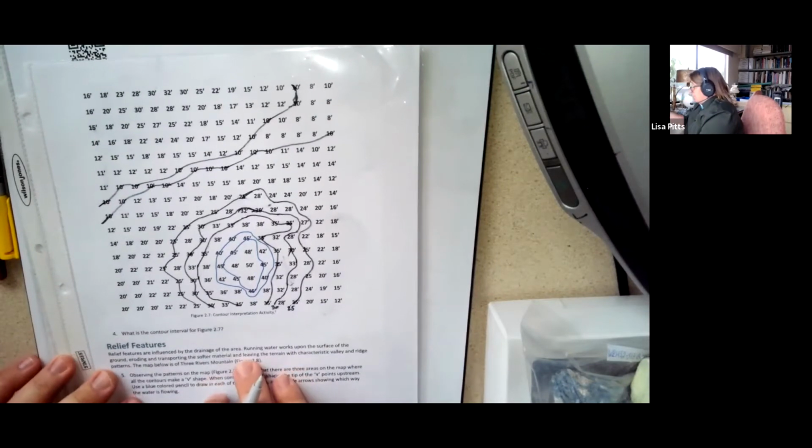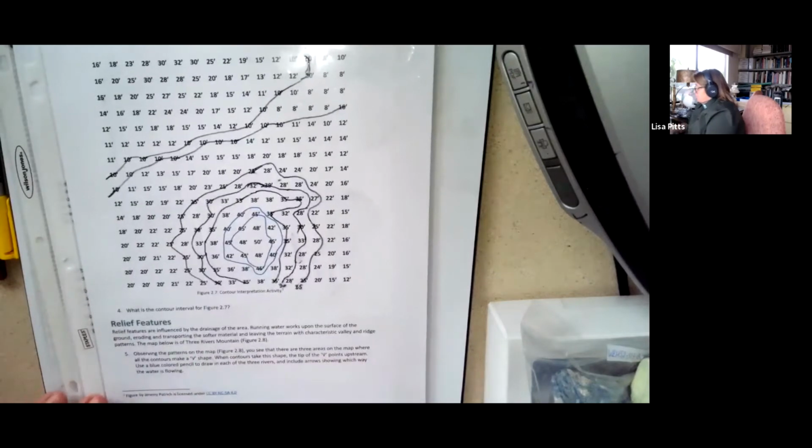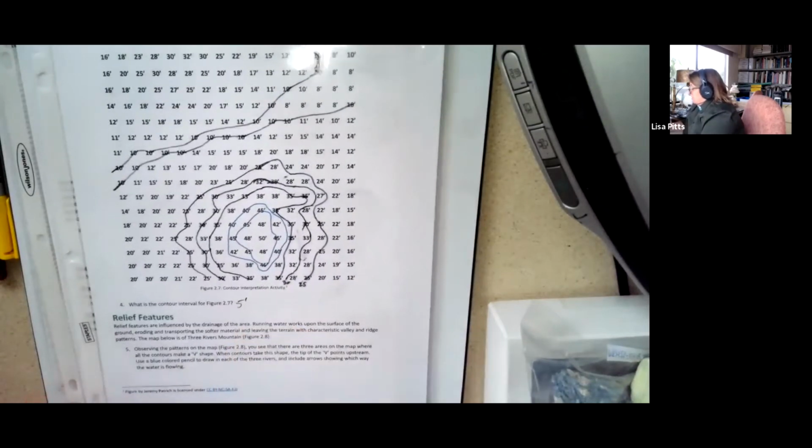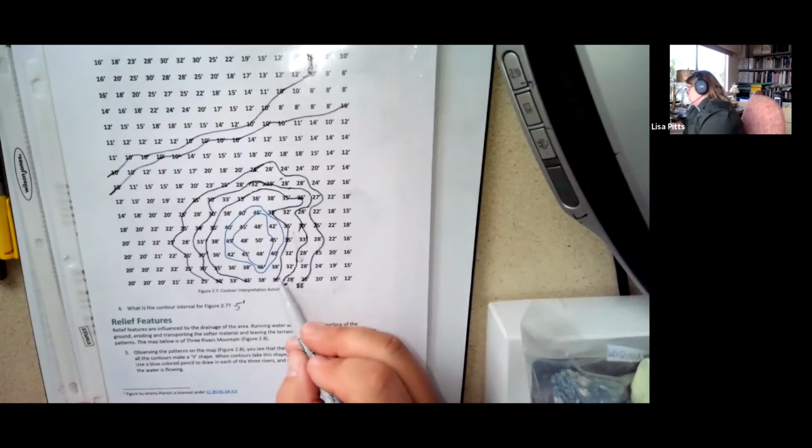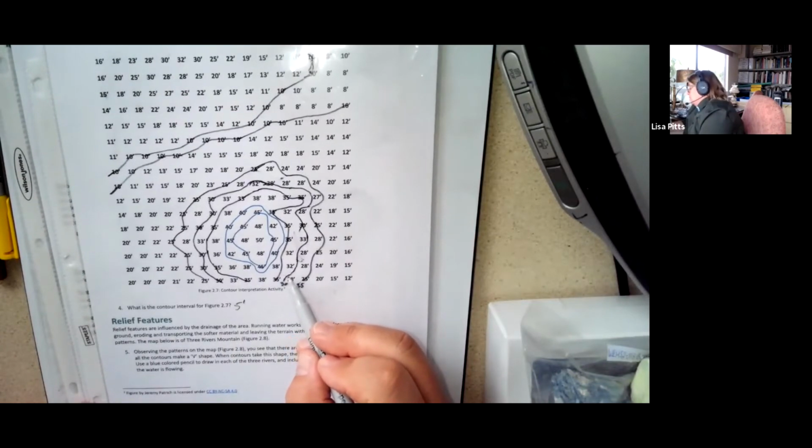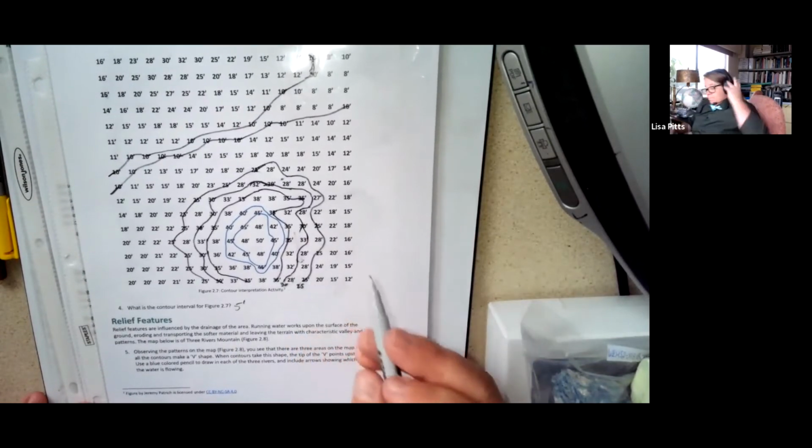Okay, so what is the contour interval? It is 5 feet. Woohoo! How do we know? Because this is 5 feet higher than this, which is 5 feet higher than this, and so on.